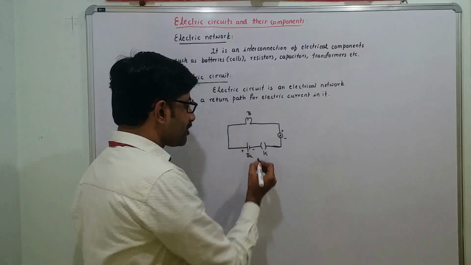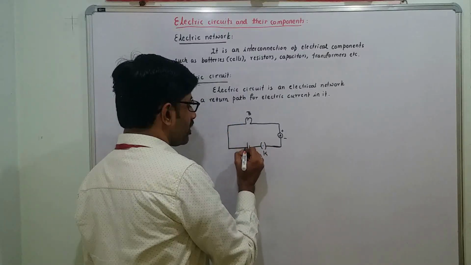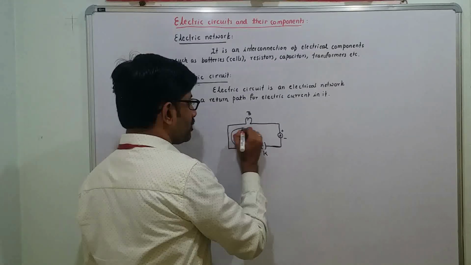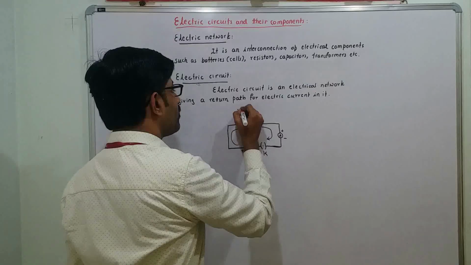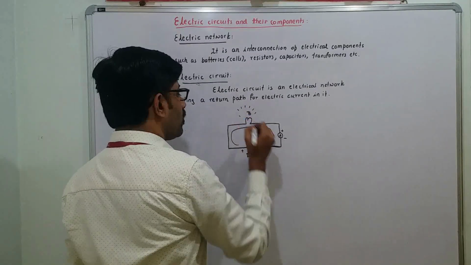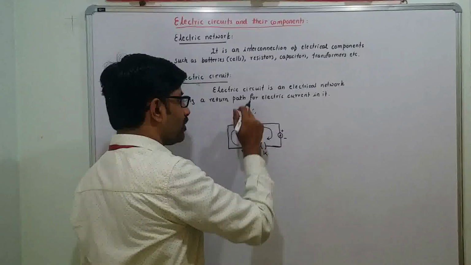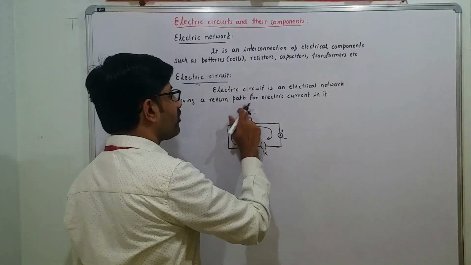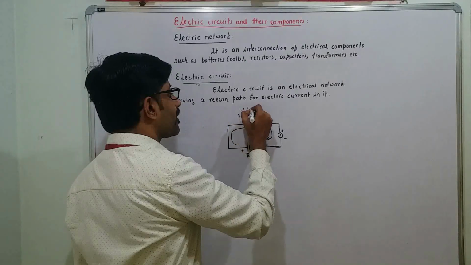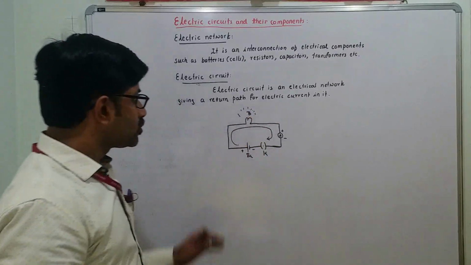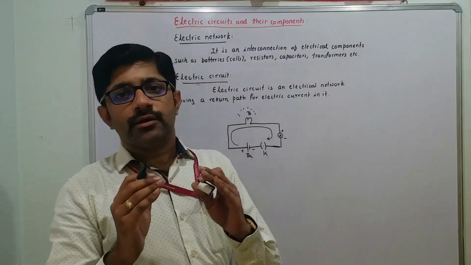When you switch on the supply, current starts moving from battery positive to battery negative like this. So as a result, bulb will glow. When this supply is off, the bulb is going to be off. So this is the simple arrangement of electric circuit to show a simple electric circuit.